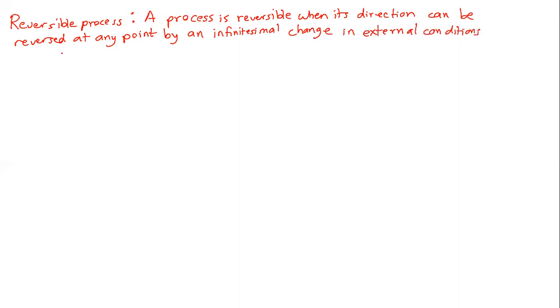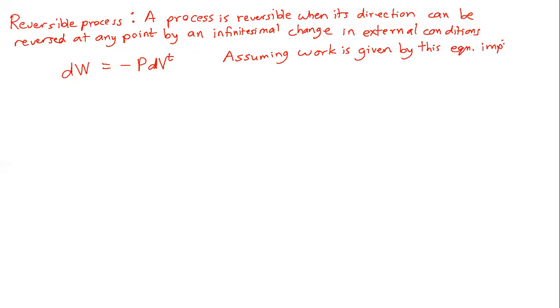So let's go back, for example, to that equation we saw earlier, the one for the work. The work done on the system is given by this equation only if the system is no more than infinitesimally displaced from a state of internal equilibrium. So assuming that the work is actually given by this equation implies the process of performing the work is reversible.